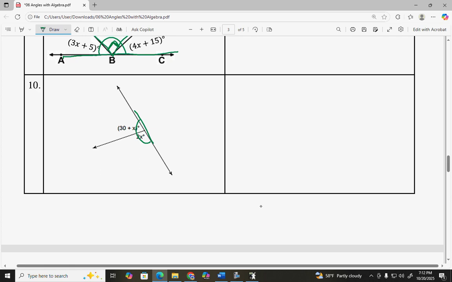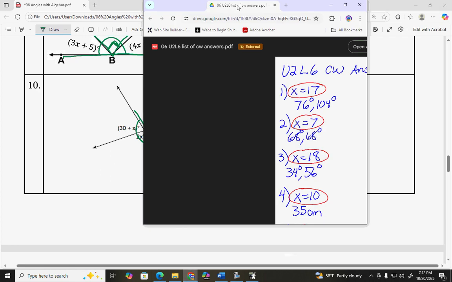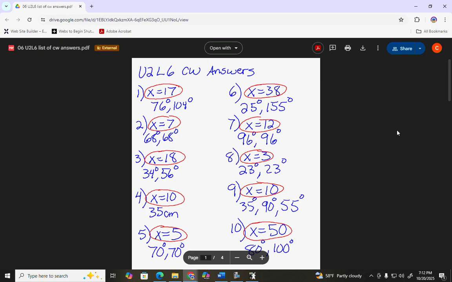They are supplementary. And you can check your answers with what I have posted actually, or you could just hit pause, keep this up here, and work with your group on the rest. You have some time to finish this up, and you need to be working hard on your classwork. If you finish your classwork, that's when you're allowed to start your homework.